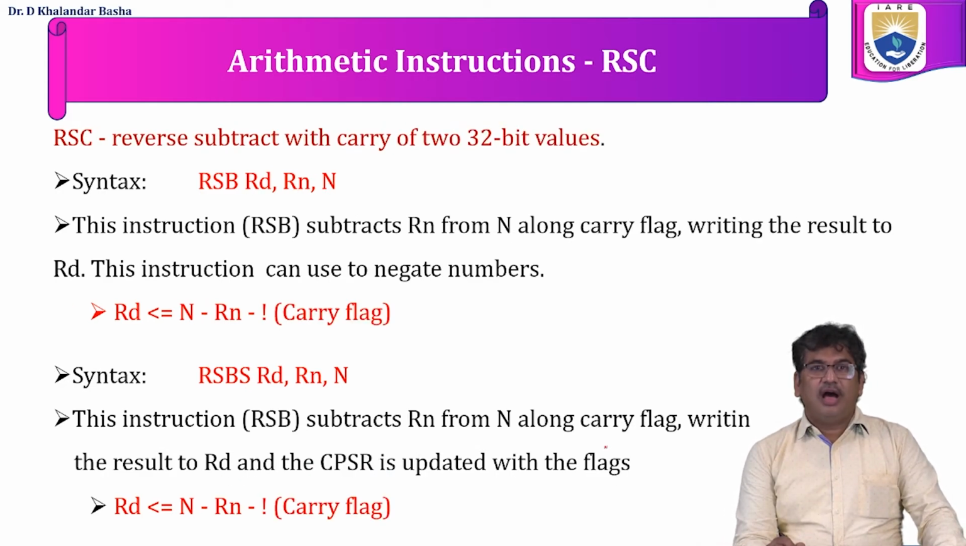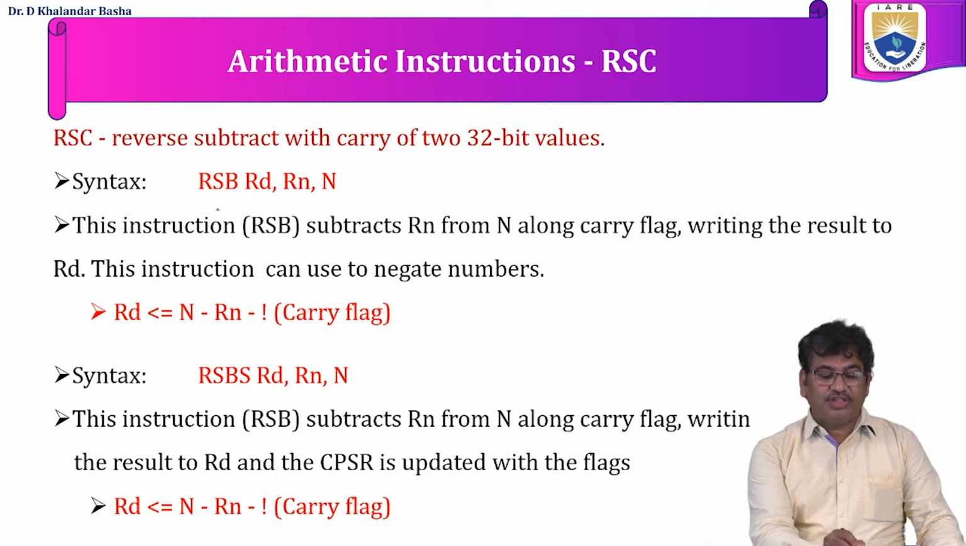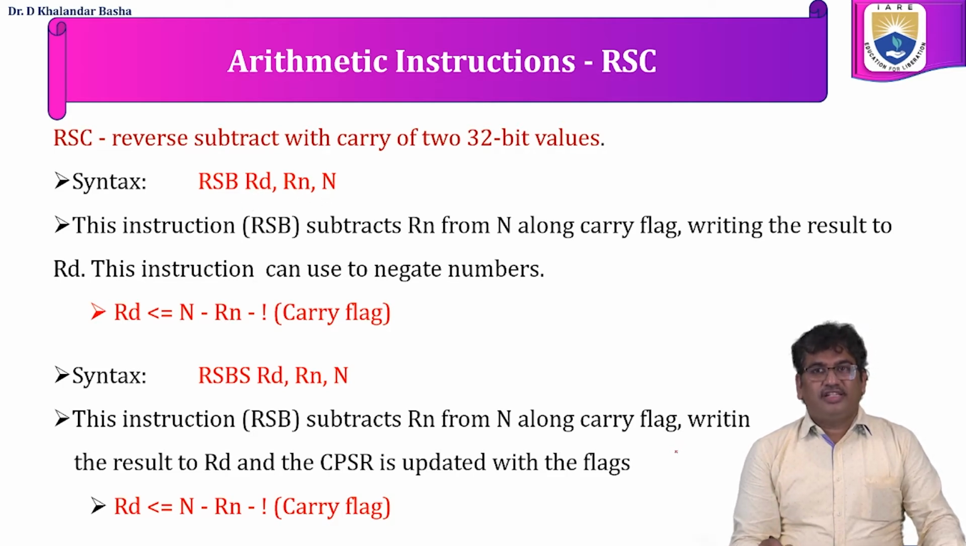The next instruction is RSC, reverse subtract with carry of two 32-bit values. The syntax of the instruction is RSC RD, RN, N. The source value is placed in RN, and the barrel shifter output is N. The RN value is subtracted from N along with the carry flag, and the result is stored in the RD register. So this instruction subtracts RN from N along with the carry flag, and writes the result into the RD register.